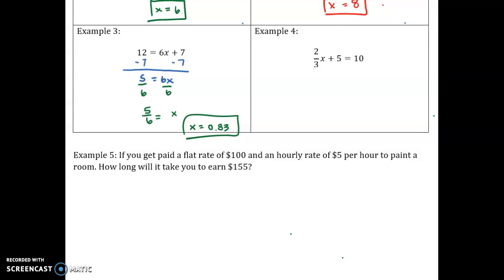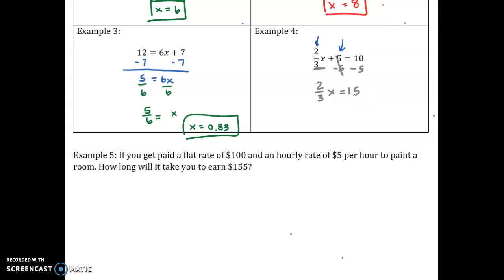And let's do our last example, example 4. Oh, we have another example. So again, we have a fraction. Don't let that fraction frighten you. And we have adding. So we want to try to work on getting the x by itself. This term is going to stay, and everything else is going to move. So this 5 moves over to the 10. So I have 2x over 3 equals 15.